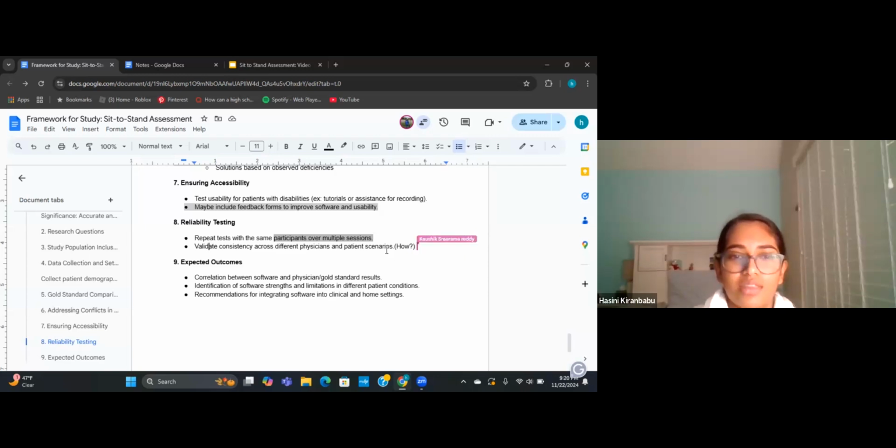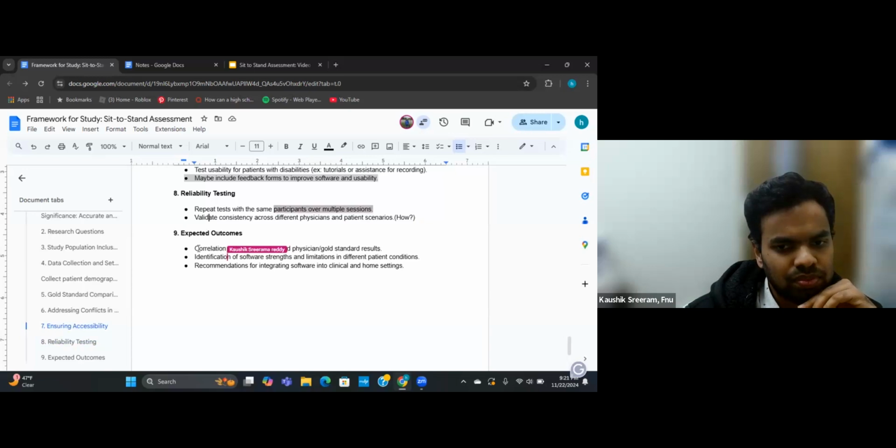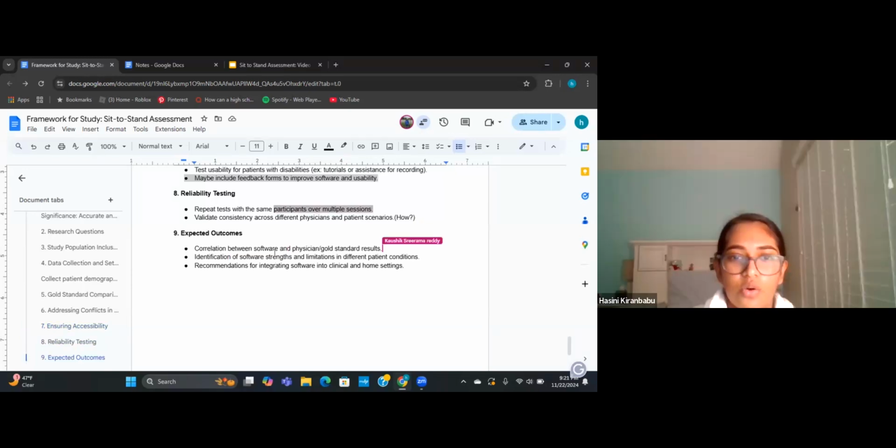And then expected outcomes: correlation between software and physician slash gold standard results, identification of software strengths and limitations in different patient conditions, and recommendations for integrating software into clinical and home settings.